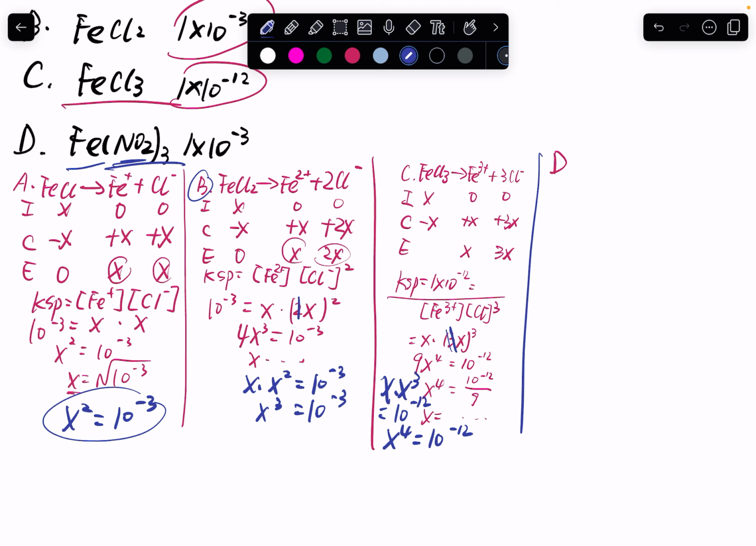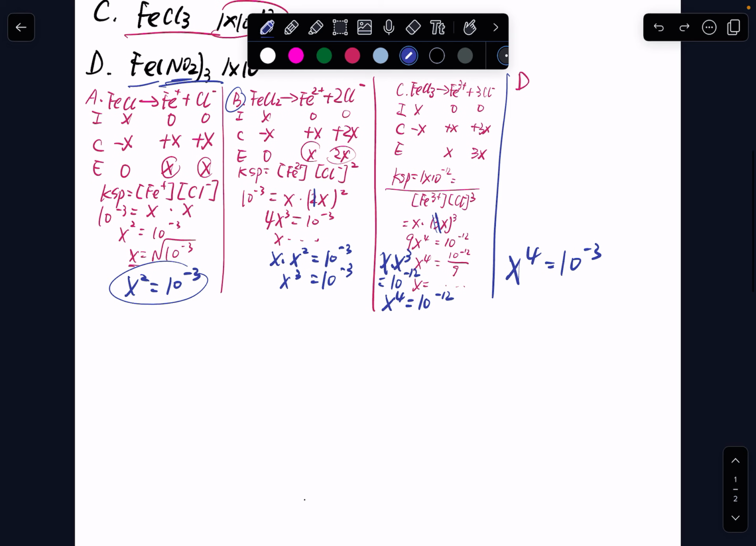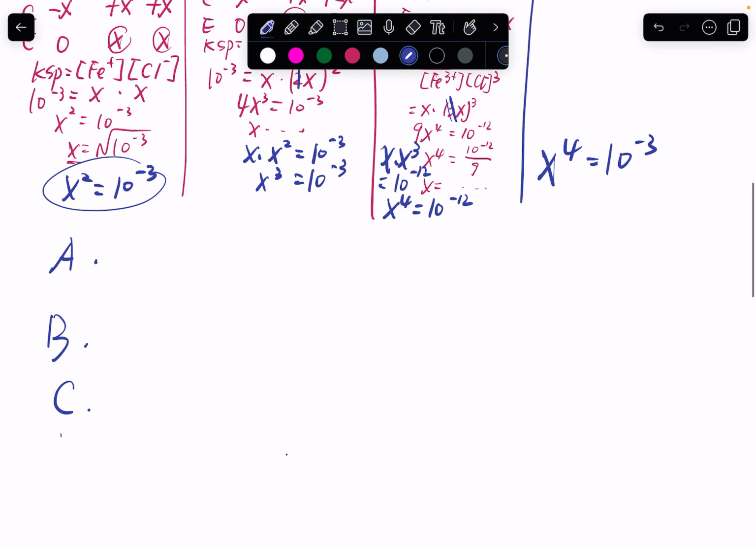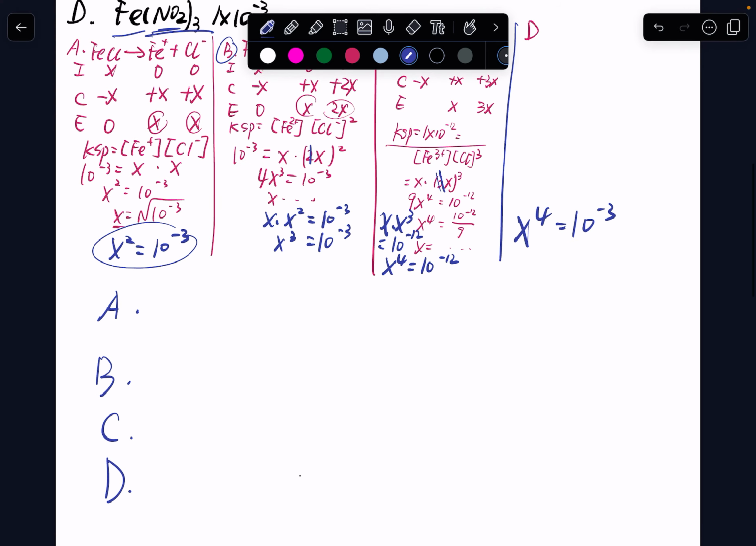You have 4 moles of stuff, right? That gets dissociated. So you get x to the 4th equals 10 to the negative 3. That's the case for D, okay? So, okay, now let's write it out again. So A, B, C, and D, right? And then x is my molar solubility. It's a number that I can use to decide which one is the most soluble, right?